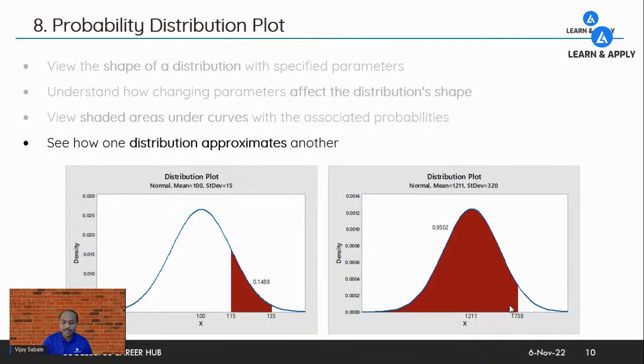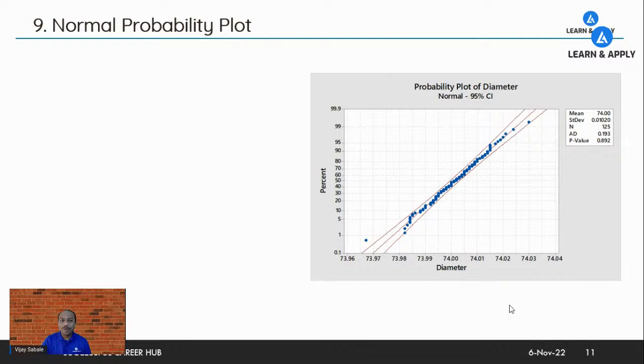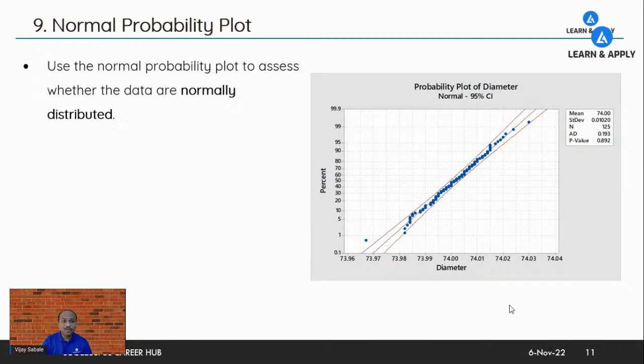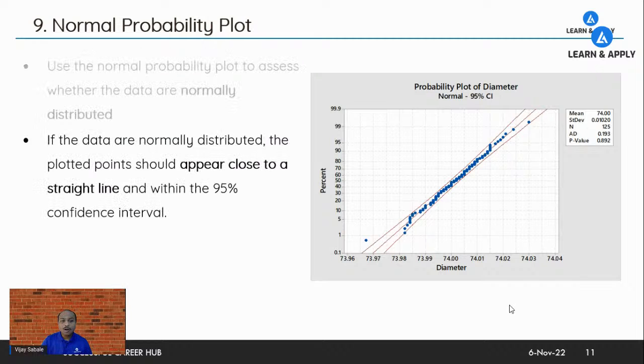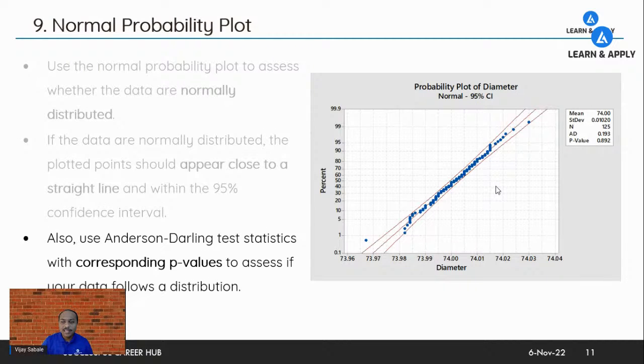The next graphical tool is the normal probability plot. This is powerful to check whether your distribution or your data is following the normal distribution or not. If your data are normally distributed, the plotted points should appear close to a straight line and within the 95% confidence interval. If you can see that your points are very close to this line and following it closely, we can say that your data is following the normal distribution. That is also indicated by the Anderson-Darling p-value that we can see here.